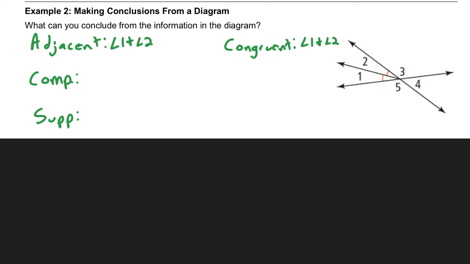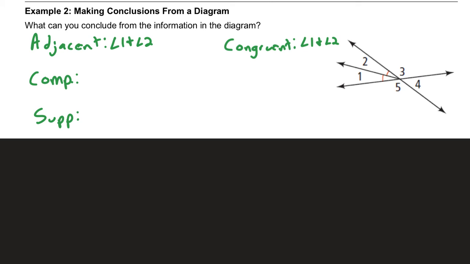Now, I could go around the whole diagram and talk about all the adjacent angles or write them all out. I'll list them out, but I won't write them. Okay, so 1 and 2 are adjacent, 2 and 3 are adjacent, 3 and 4 are adjacent, 4 and 5, 5 and 1. They're all adjacent. Angles that share a vertex and a side, and their interiors are independent of each other. Okay.